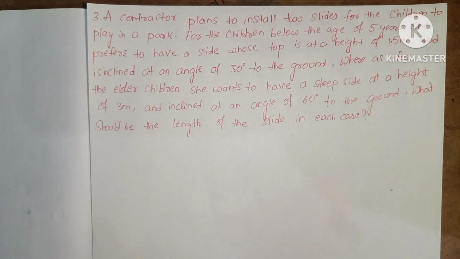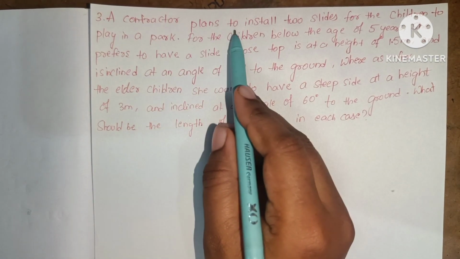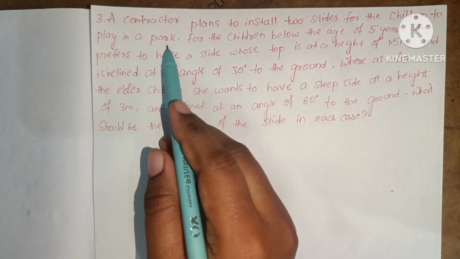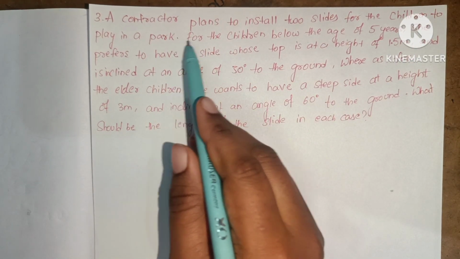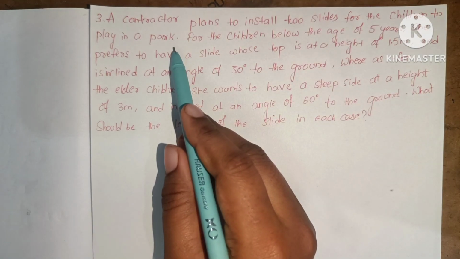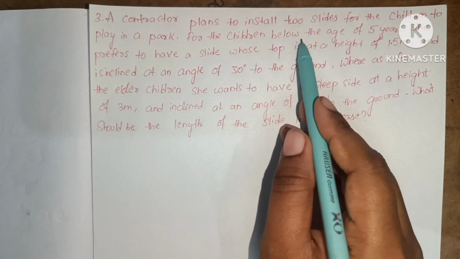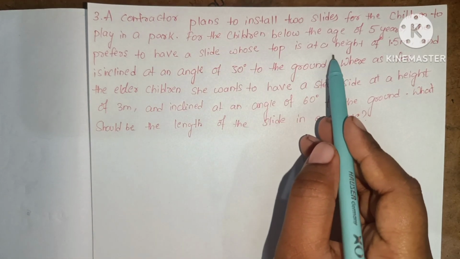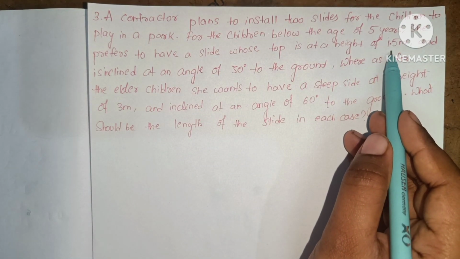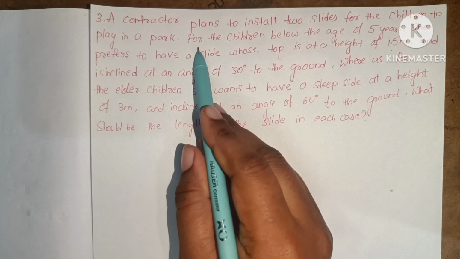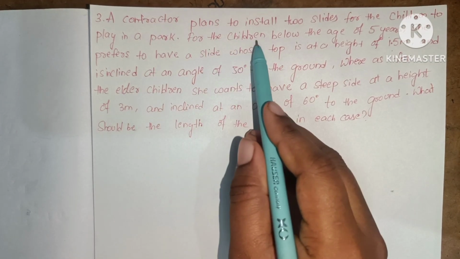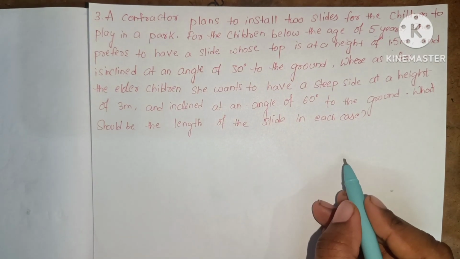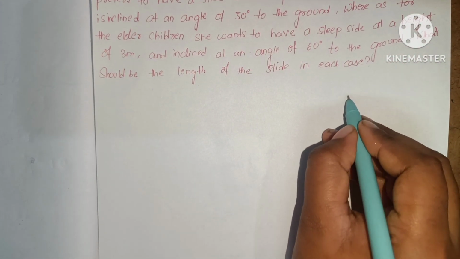Let's do next. A contractor plans to install 2 slides for the children to play in a park. For the children below the age of 5 years, she prefers a slide whose top is at a height of 1.5 meters. So here in the question it is given that for the children below 5 years, we want to prepare one slider.